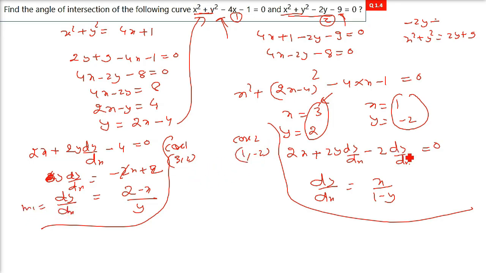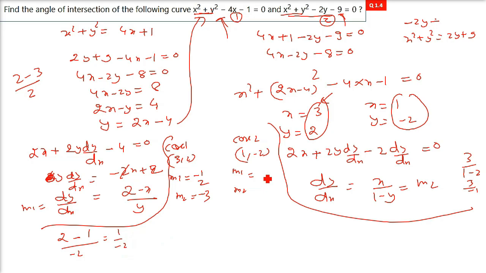So this is M1, this is called M2. What will be M1 in this case when you put 3 and 2? (2 minus 3) divided by 2, so you get minus half. How about M2? 3 and 2 has to be put in x by (1 minus y). It will be 3 by (1 minus 2), so it will be negative 3. In case 2, same thing. 1 and negative 2 you have to put. M1 is (2 minus 1) divided by negative 2, so just minus half. So now you have M1, M2 for case 1, M1, M2 for case 2.